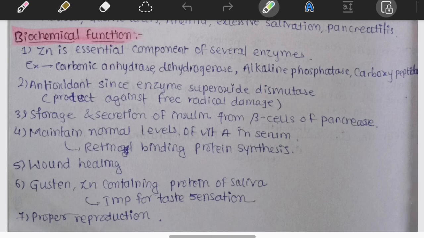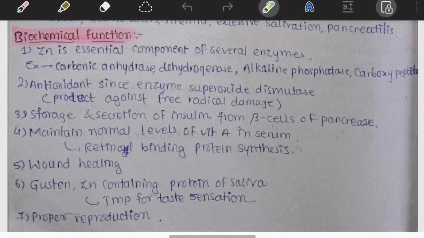Alcohol dehydrogenase helps metabolize alcohol in the liver. One reason chronic alcoholics often develop zinc deficiency and altered zinc metabolism. Alkaline phosphatase is important in bone growth and many metabolic reactions. Carboxypeptidase helps to digest proteins by removing amino acids from the peptide chains.